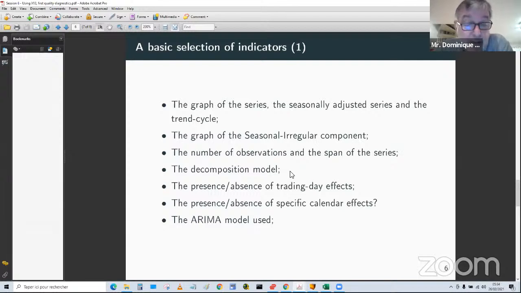The decomposition model, it's important for me to know if it's multiplicative or additive. You will understand that next week. The presence or absence of trading day effect, the presence or absence of specific calendar effects. Okay, this is what I want. And the ARIMA model used, to be honest, I put it because sometimes the ARIMA model used will indicate some problems.